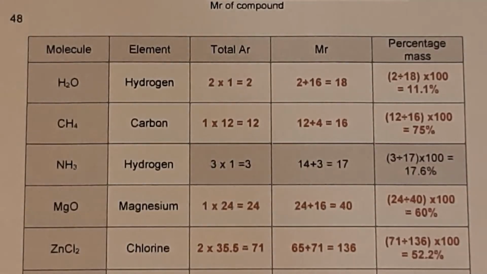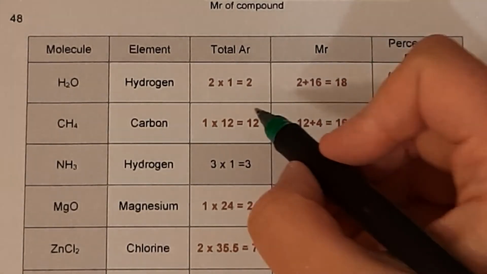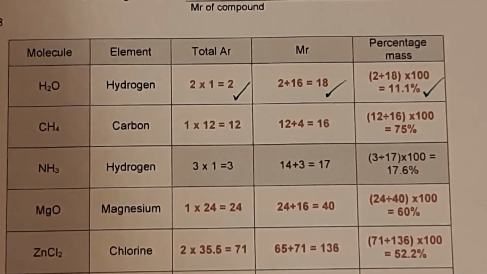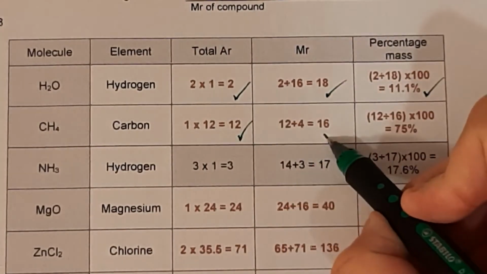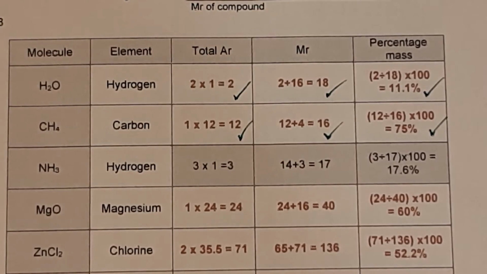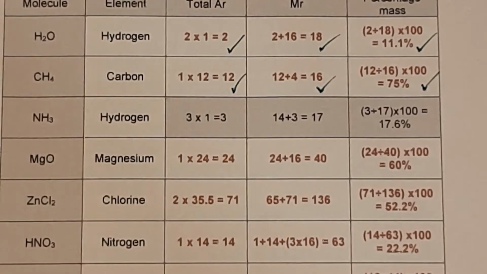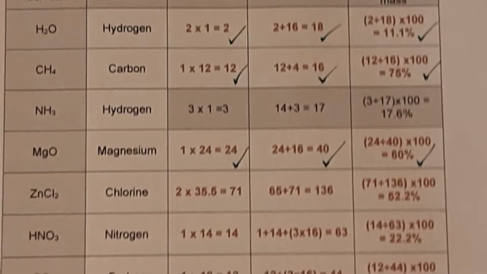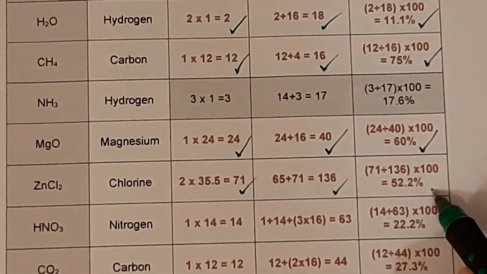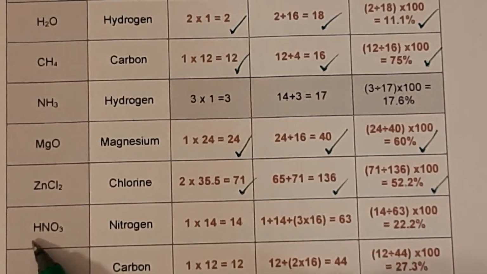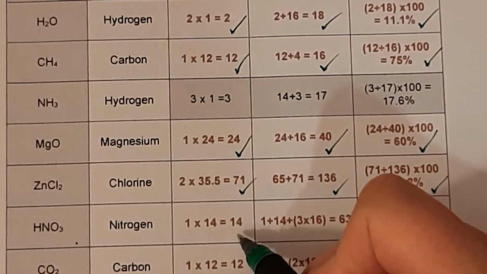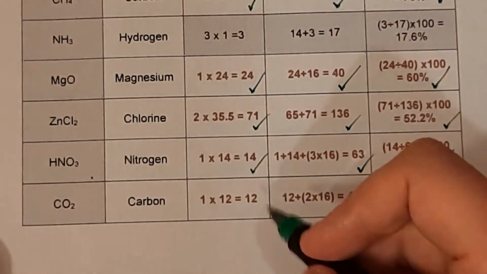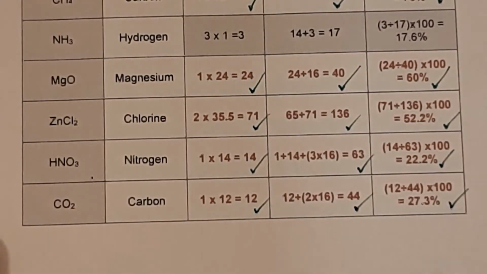So let's go through those. Make sure you've got a pen in a different colour to mark with. As we've already gone through these ones, it's 2, 18 and 11.1% for hydrogen. Carbon, it was 12, 16 and 75%. Hydrogen has been done for us. Magnesium oxide, 24, then 40, then 60%. Zinc chloride, it was 71, 136 and 52.2. The nitrogen in nitric acid, 14, 63 and 22.2%. Carbon in carbon dioxide was 12, then 44 and 27.3%.